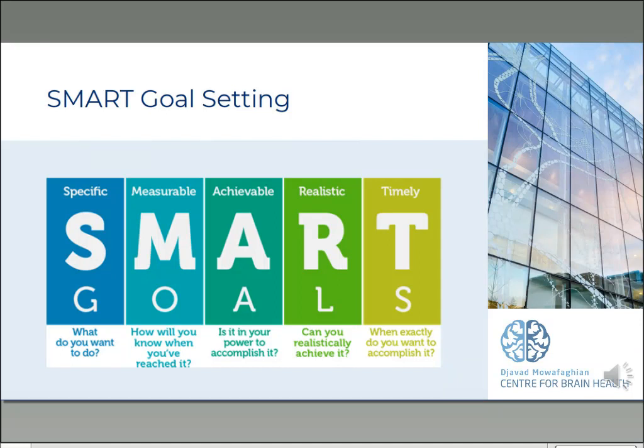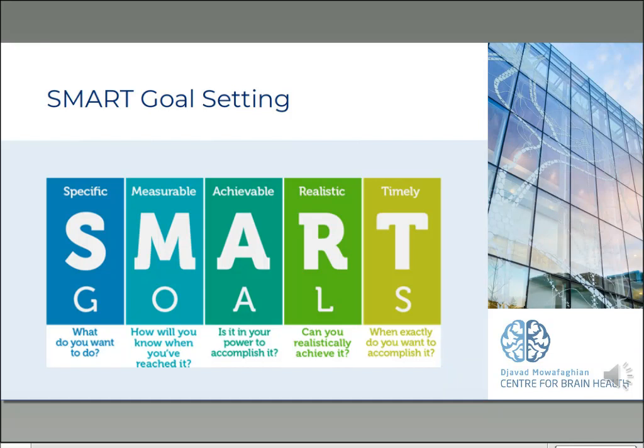We'll go through each one to explain it a little bit and provide examples of how it might apply to your exercise goal. So be specific. Try to avoid vague goals where possible. Instead of only saying, I want to exercise more, try to state more specific terms like, I want to exercise for 30 minutes at least 3 times a week.